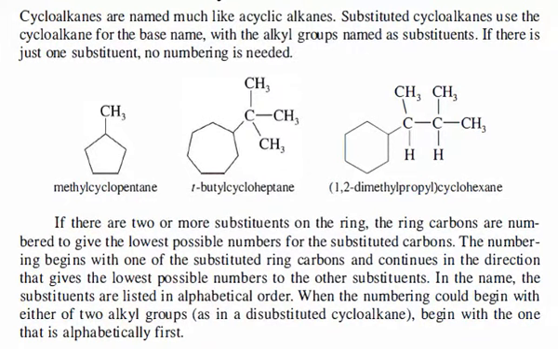If there are 2 or more substituents on the ring, carbons are numbered to give the lowest possible numbers for the substituted carbons. The numbering begins with one of the substituted ring carbons and continues in the direction that gives the lowest possible numbers to the other substituents. In the name, the substituents are listed in alphabetical order. When the numbering could begin with either of 2 alkyl groups, begin with the one that is alphabetically first.